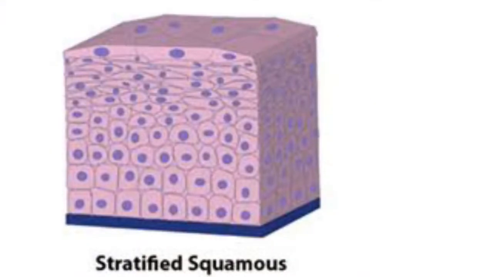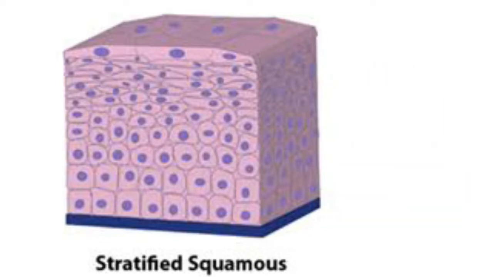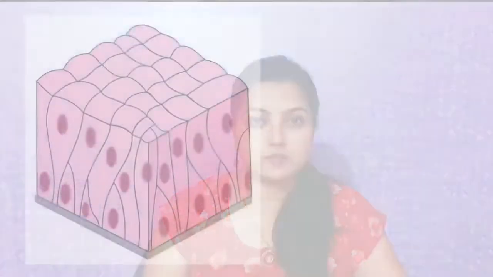The second one is stratified squamous epithelium. The structure: it forms a pattern of layers. Where is it found? It is found on the outer layer of the skin. Now, what is the function? It protects the body organs and prevents wear and tear of the skin. Okay. Wear and tear means what? It means the tissue or the cells need repair.